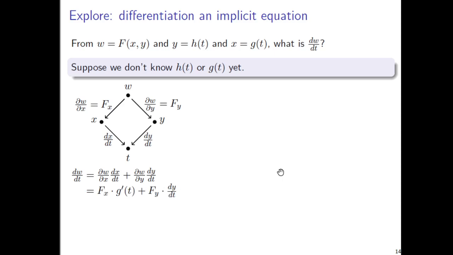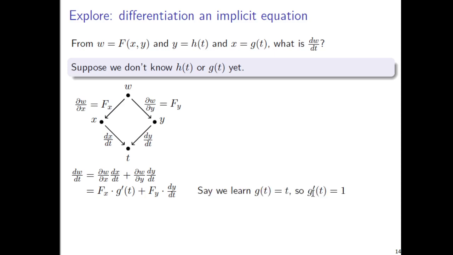If we just replace a little bit of notation, dw dx, its other notation was capital F sub x, and then dx dt, well, up here x is g of t, so the derivative of x with respect to t is, using standard Calc 1 notation, g prime of t. Same general story for the next term.